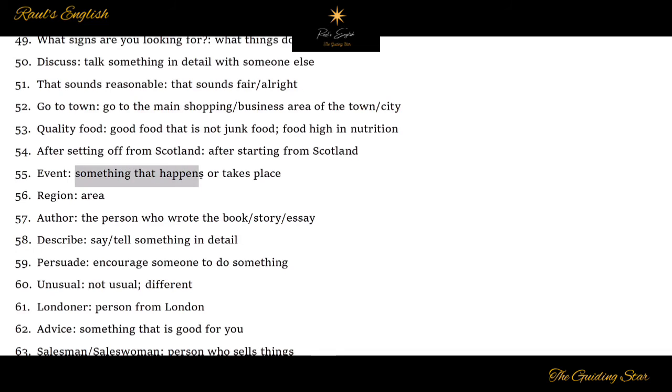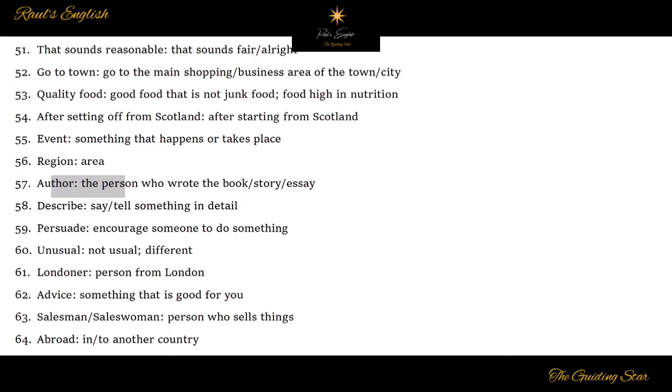55 is event. Event is something that happens or takes place, like a wedding. That is an event. Region is like an area. A big area is like a region. Author, the person who wrote the book or the story or the essay is the author of that book, story, or essay. 58, describe, so say something in detail.